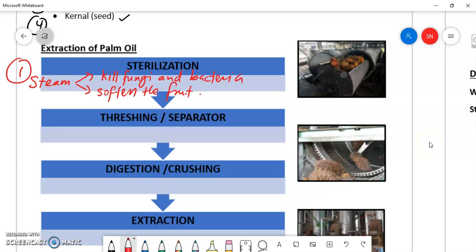Okay, the second step is called threshing, or we also call it a separator. As the word goes, this is to separate the fruit from the bunch. So it's one whole bunch, and you want to separate individual fruits from the bunch. So in this step, the function is fruit separated from bunch.